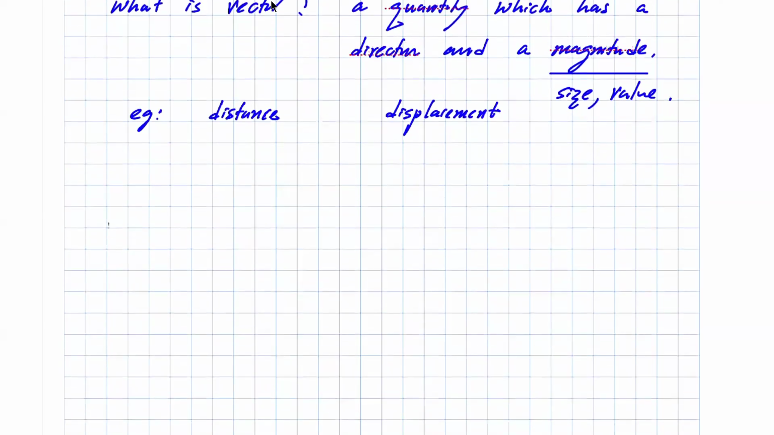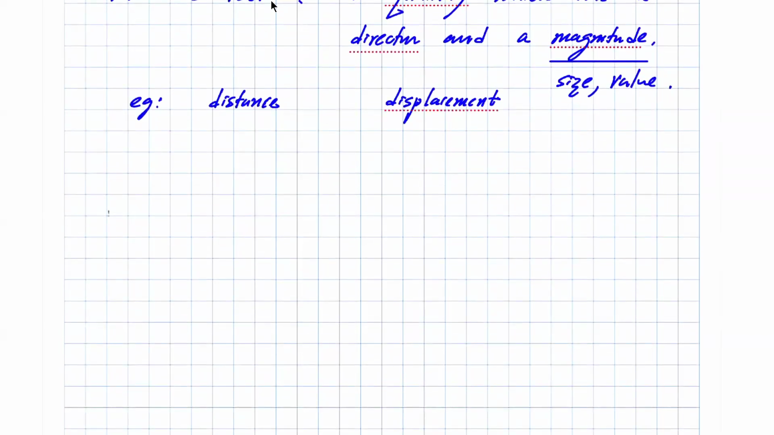Distance and displacement. Distance is the total length. For example, from A to B, if you go through this path, the total length is the distance. For example, that is 10 kilometers.